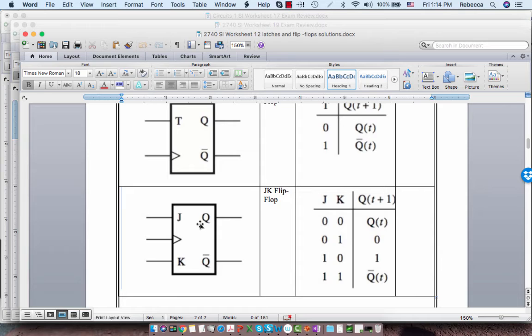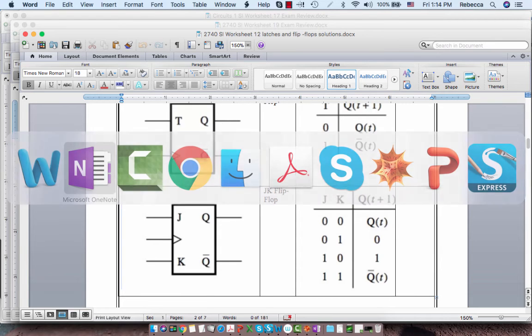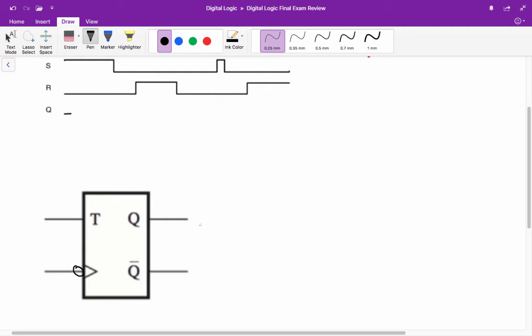And when they're both 1, then it's a toggle. So when it's both 1, it's like a 1 in a T flip-flop. It changes the next value of Q to be the opposite of what the previous value of Q was. Okay, so let's go back now and look at our problem.